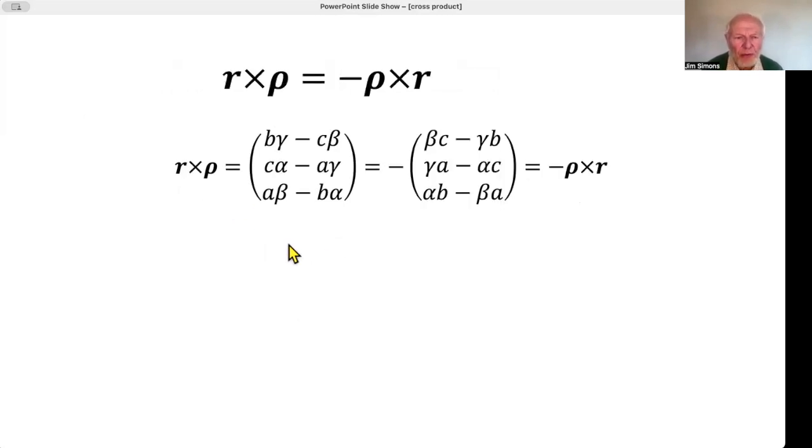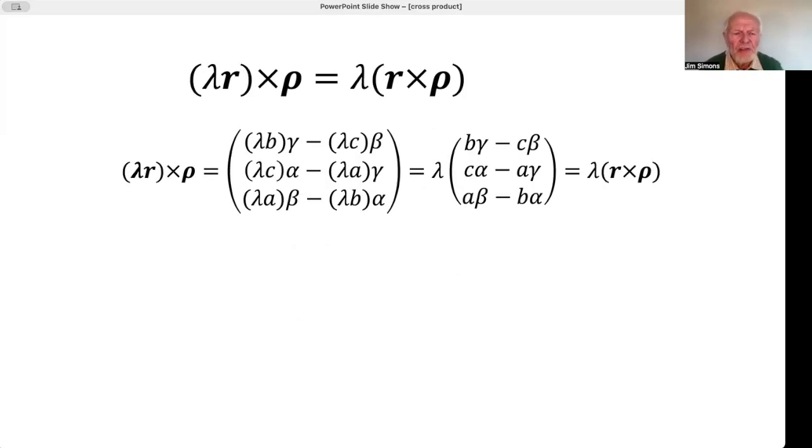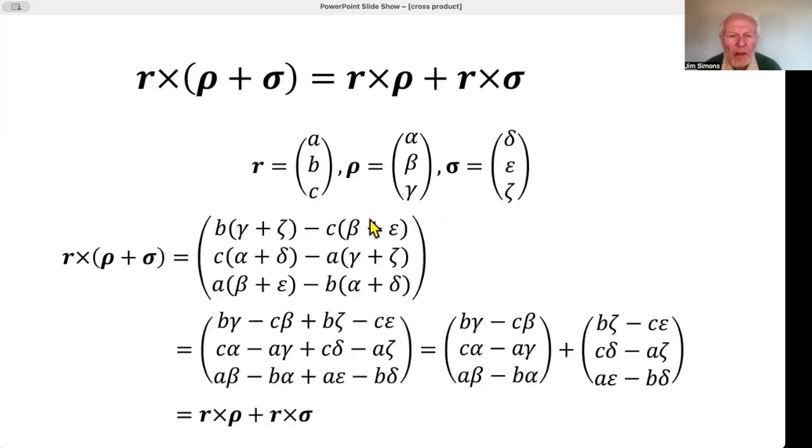So one of the things you need to prove is that it's anti-commutative. If you swap r and rho, then you get the negative, and that's just shuffling letters around. So if you swap these two things, then you get the negative. It's just trivial algebra. And this is similar. If you multiply r by lambda, then you multiply the cross product by lambda. And again, that's just shuffling letters around. You take lambda outside the bracket.